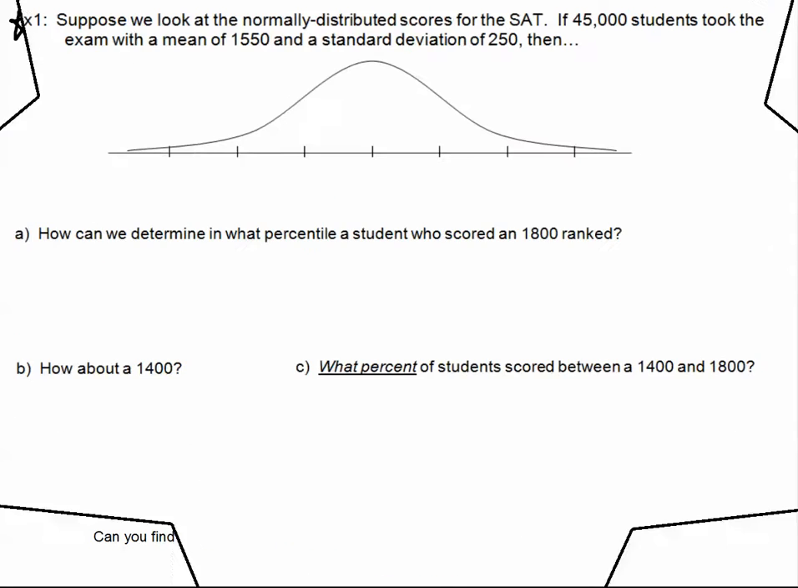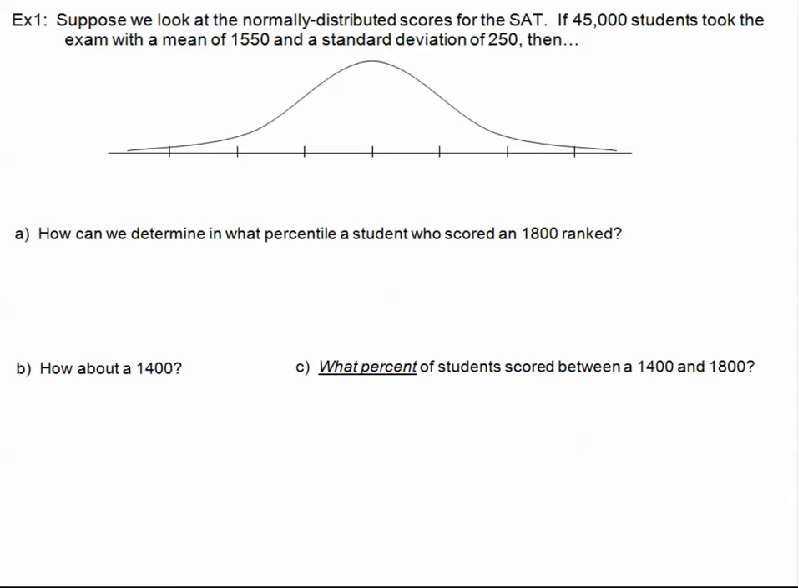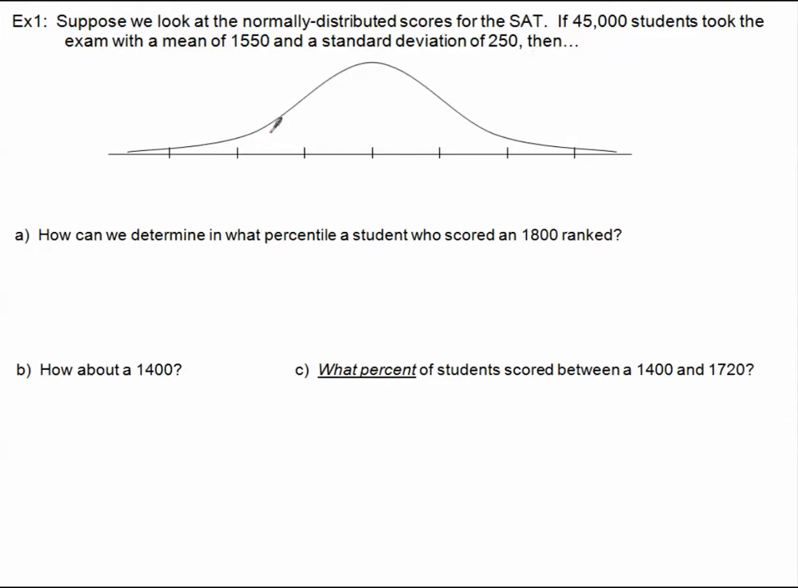So let's look at our first example. Example 1. Suppose we look at the normally distributed scores for the SAT. If 45,000 students took the exam with a mean of 1550 and a standard deviation of 250, then we have all of these questions. First, let's label our normal curve. Let's put right here in the middle our mean, which was 1550. So that's the average score on this SAT. And it says the standard deviation is 250.